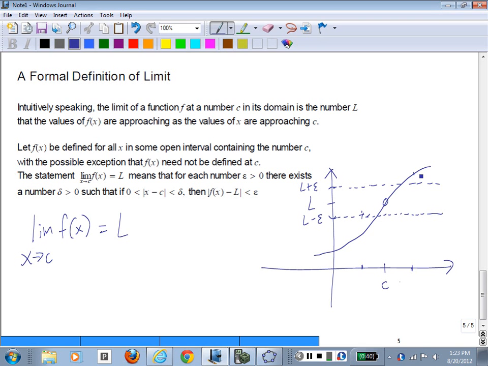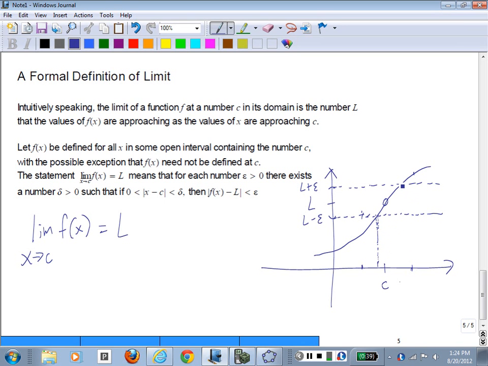So I've got to choose the x values close enough to C so that I ensure that the graph stays in between the horizontal lines whenever I'm within delta units of C. So I would think maybe in there somewhere. Does that look good? Something like that.